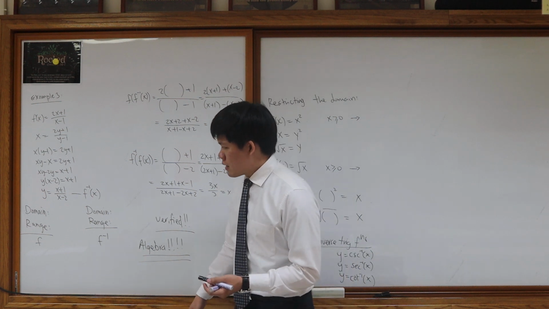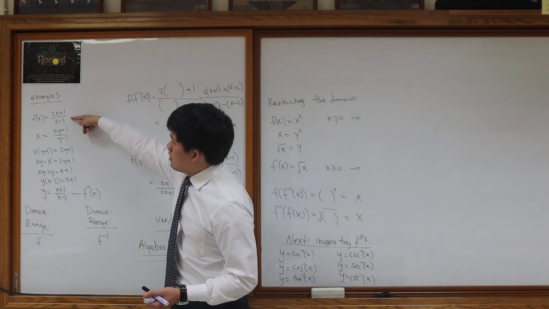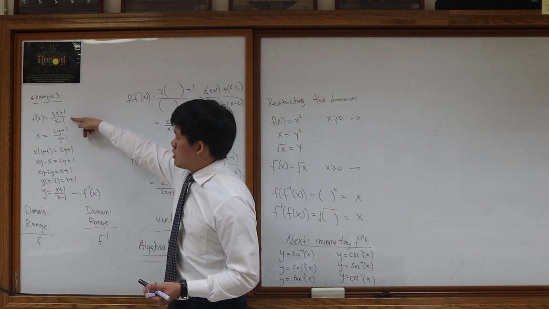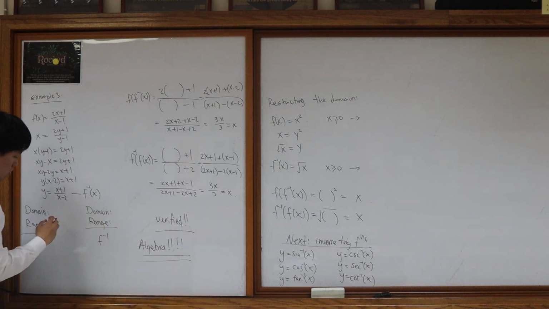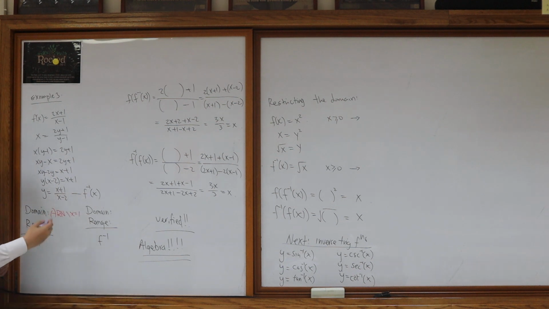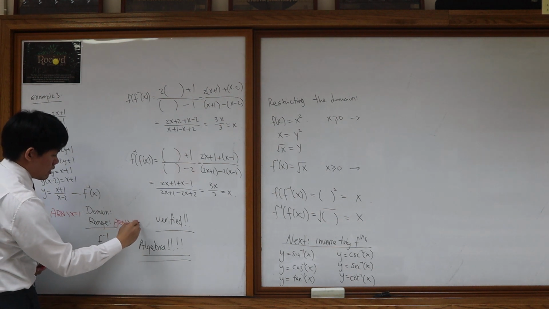Okay, let's talk about the domain and range here. So this is my function f. Okay, so again, the denominator cannot equal 0, so x cannot equal 1. So in that case, my domain here is all real numbers except x equals 1. Okay, that implies my range here is all real numbers where y cannot equal 1.